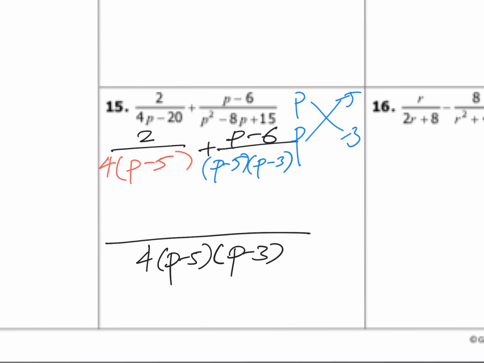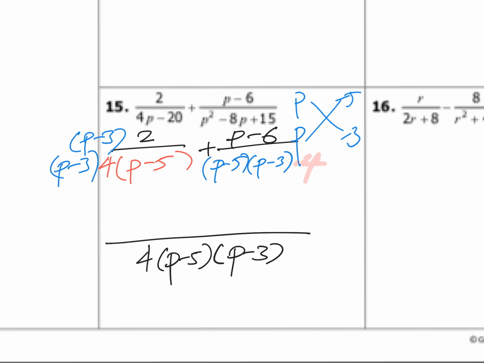So now we can look at this problem and go, okay, what should we do now? Let's identify. On the left side here, it has 4 and p minus 5. It's missing the p minus 3. So therefore, I gotta multiply the numerator and denominator by p minus 3. Looking at the second term, it has p minus 5 and p minus 3, it's missing the 4. So I got to multiply the numerator and denominator by 4.